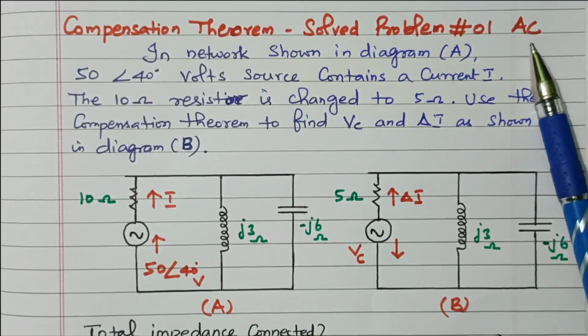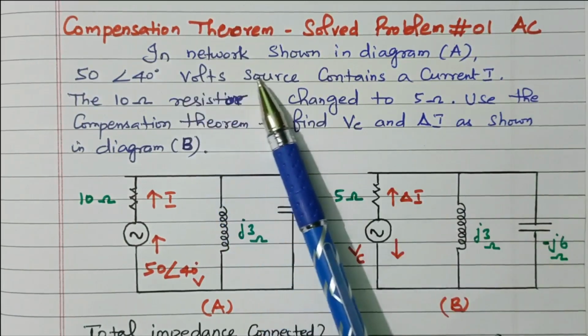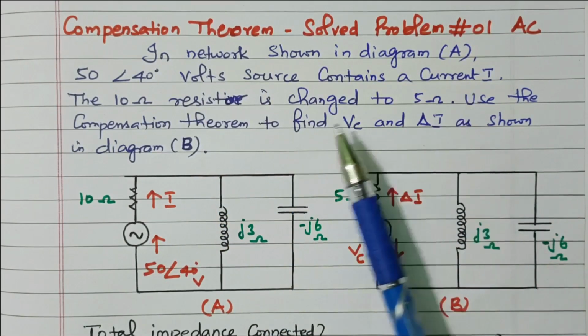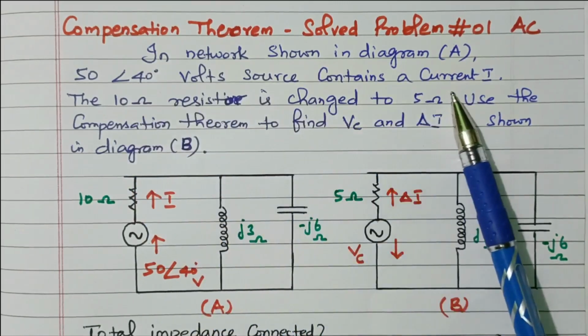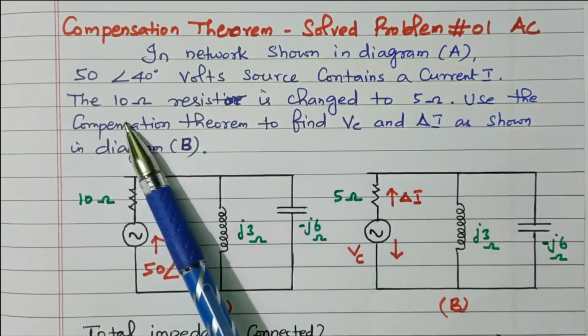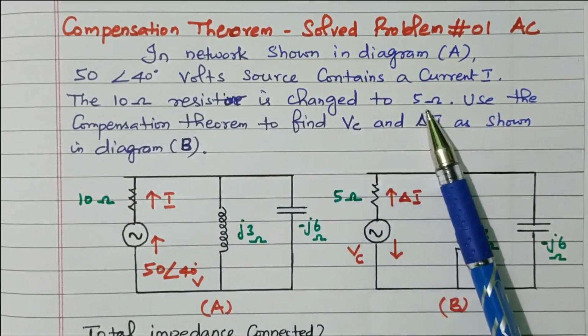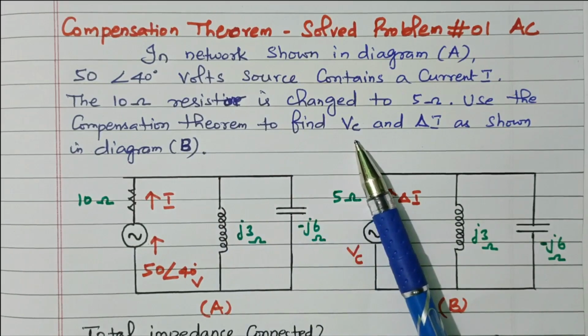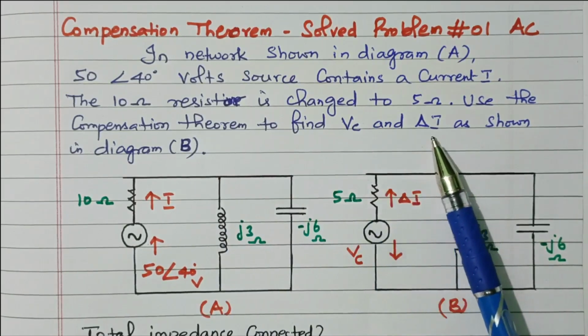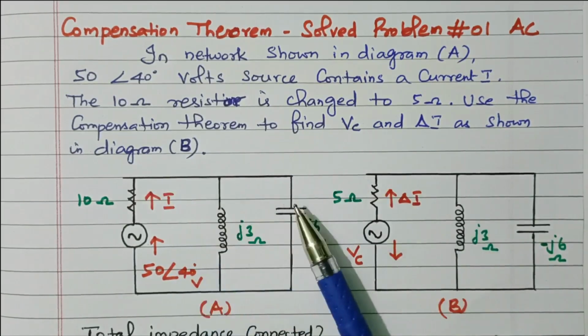Now we'll go to the topic. Now we'll see the problem. In the network shown in diagram A, 50 volt 40 degree source contains a current I. The 10 ohm resistor is changed to 5 ohm. Use the compensation theorem to find the VC and delta I as shown in diagram B.